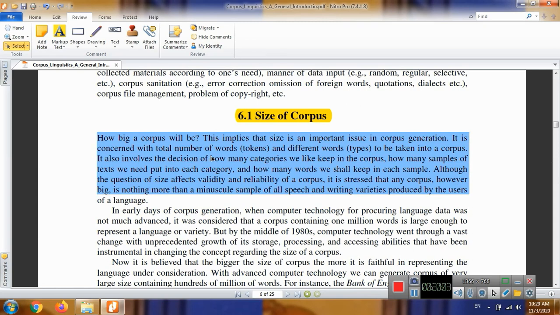It is concerned with the total number of words, tokens, and different word types to be taken into a corpus.